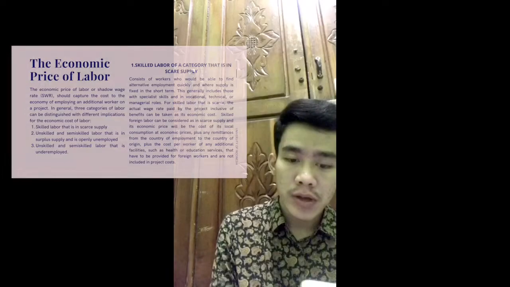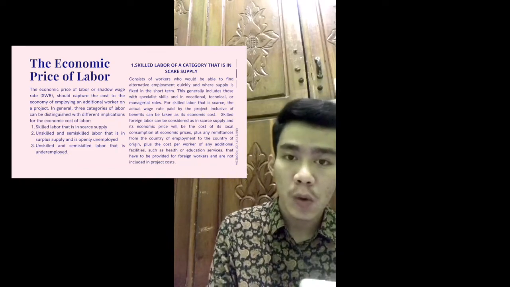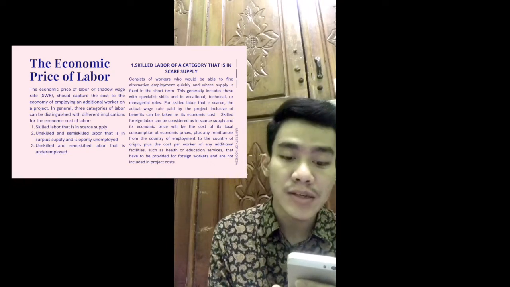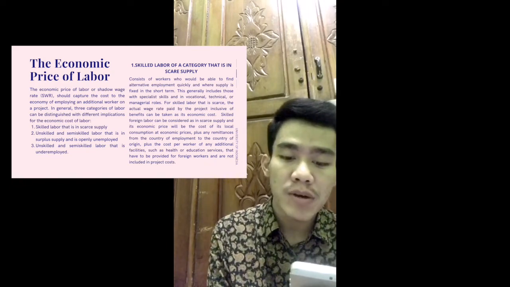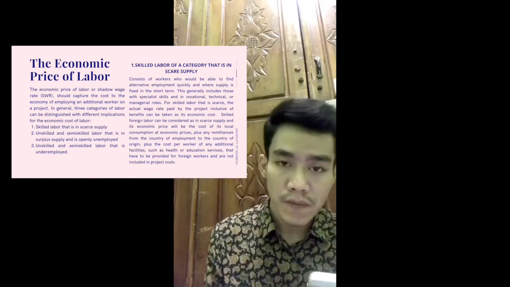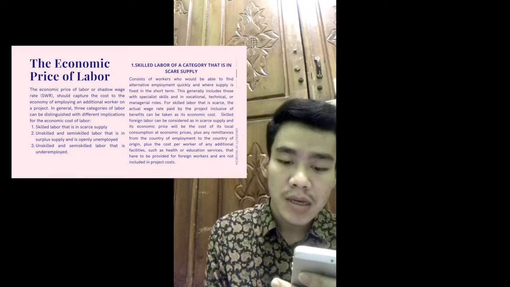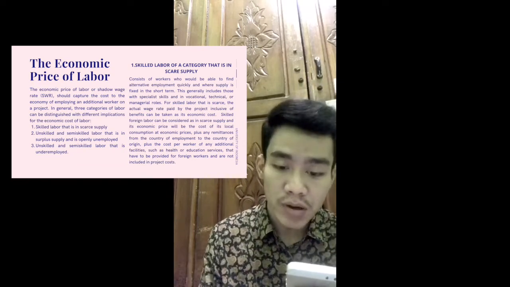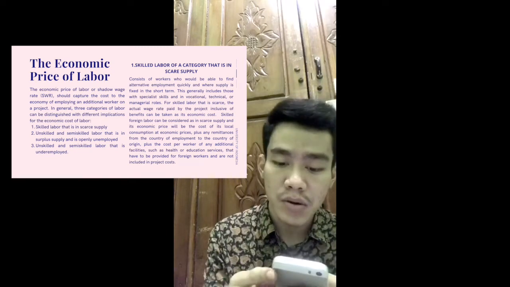I will explain about the economic price of labor. The economic price of labor or shadow wage rate or SWR should capture the cost to the economy of employing an additional worker on a project. In general, 3 categories of labor can be distinguished with different implications for the economic cost of labor. The first is skilled labor that is in scarce supply. Second, unskilled and semi-skilled labor that is in surplus supply and is openly unemployed. Third, unskilled and semi-skilled labor that is underemployed.